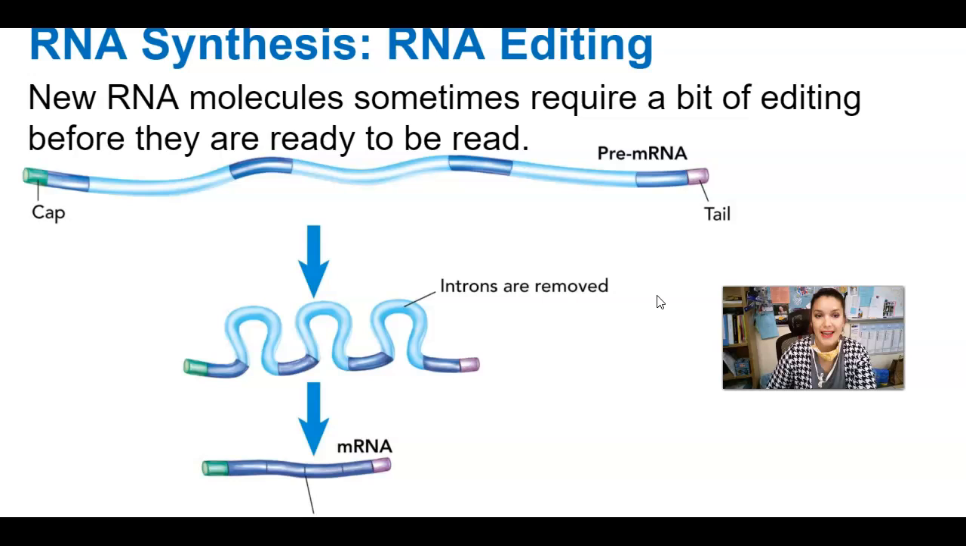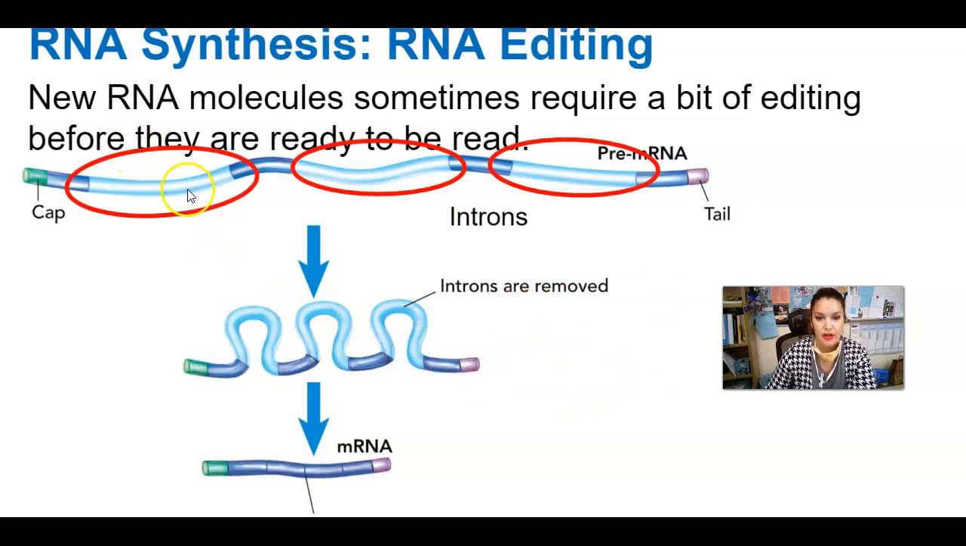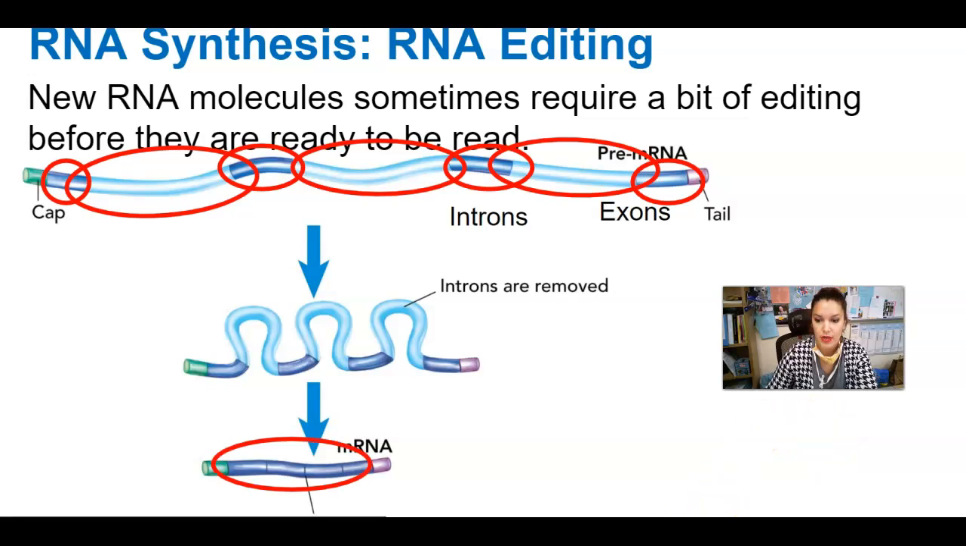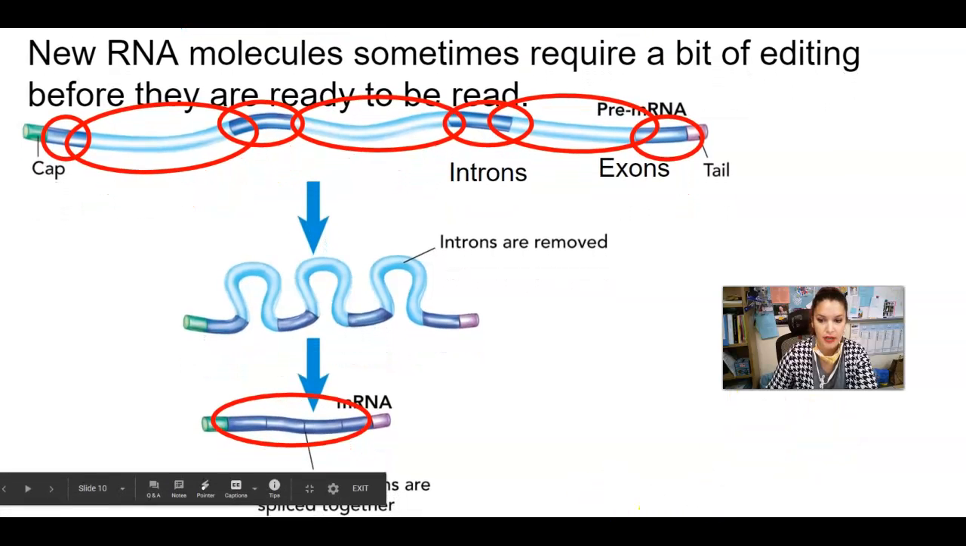All right, so RNA editing. New RNA molecules sometimes require a bit of editing before they are ready to be read. So what we see here, these are the introns that are being removed. They're parts that aren't needed, so they will be removed, and then you've got the exons that will then splice together. Those exons will splice together.